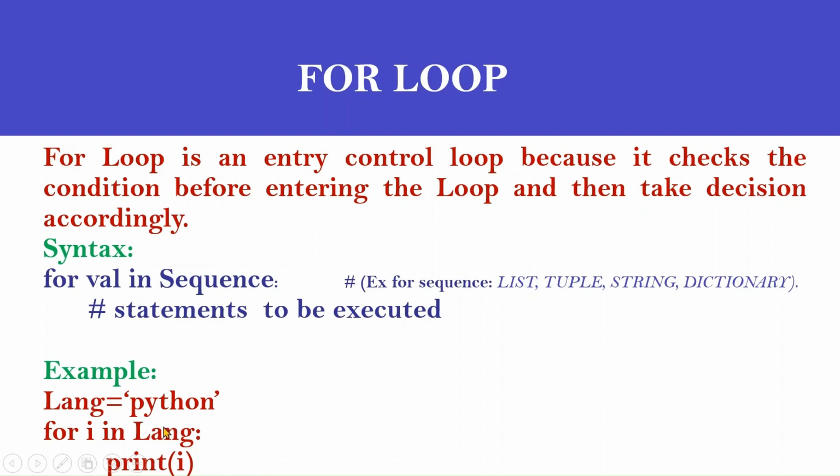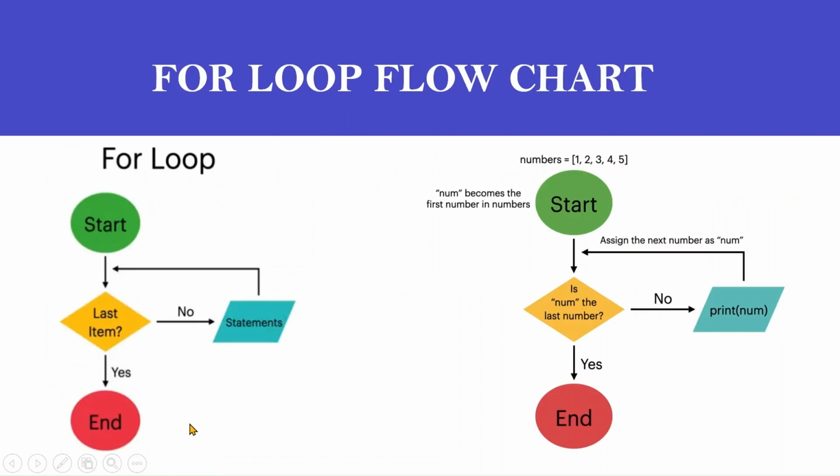So like this, you need to mention the sequence. Here you can see this language is a string sequence. Like that we have list, tuple and dictionary also, so we can apply those. Now, coming to the flow chart of the for loop.